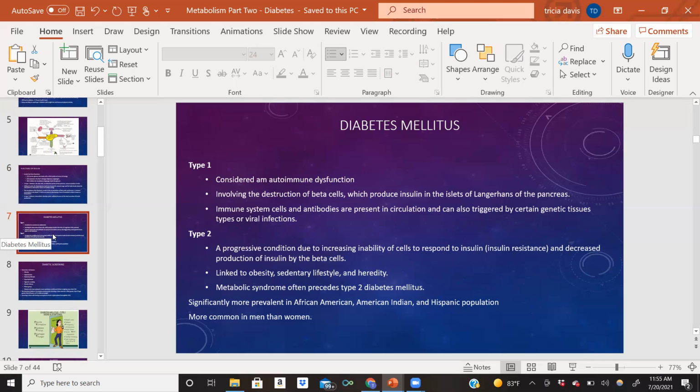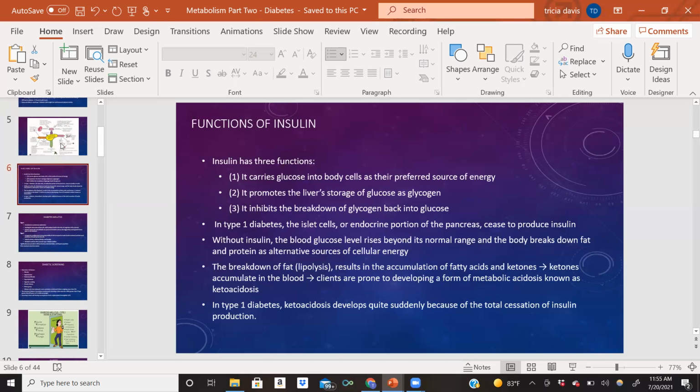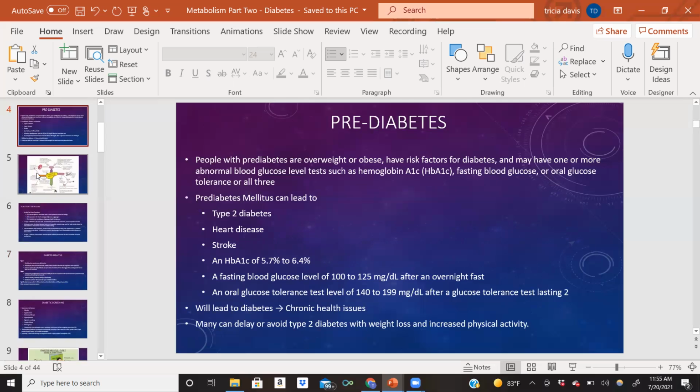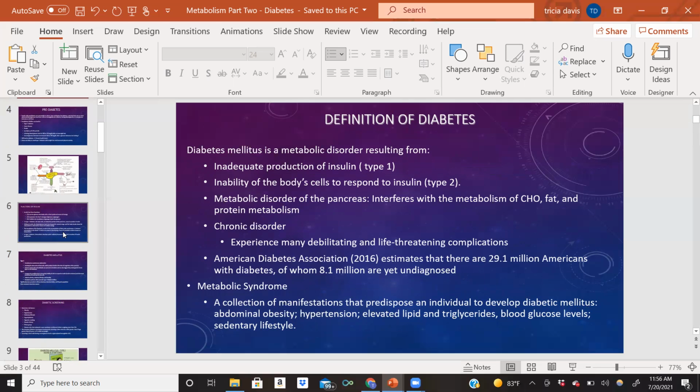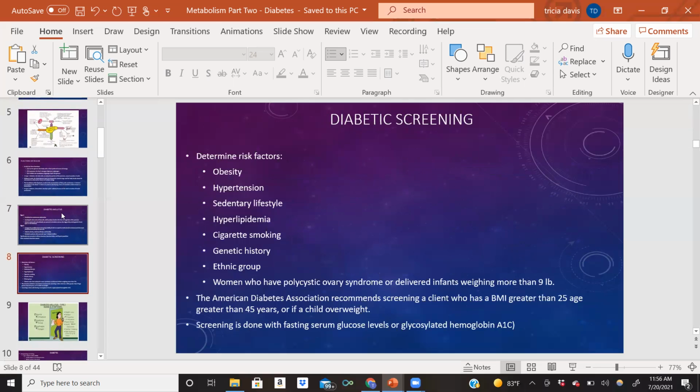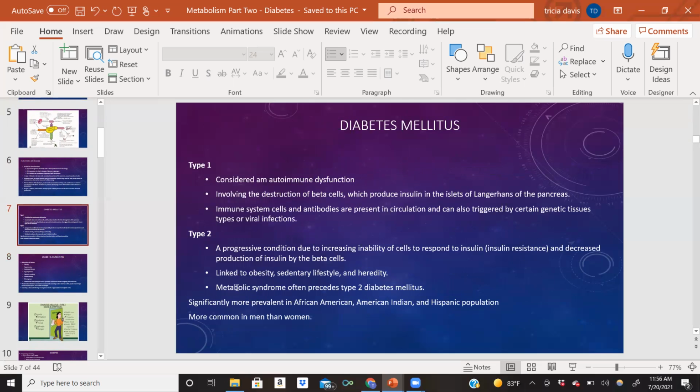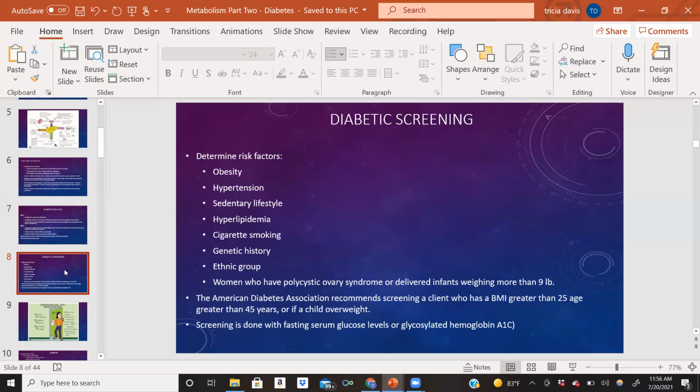So remember that metabolic syndrome that we talked about just a few slides back. That is your patient that has that abdominal fat, that's considered overweight or obese, the patient that has hypertension. They're going to have that elevated lipids and triglycerides. They're going to have high blood glucose levels, and they're going to have that sedentary lifestyle. We do see that diabetes is significantly more prevalent in African American, American Indian, and Hispanic populations, and it is also more common in men than women.